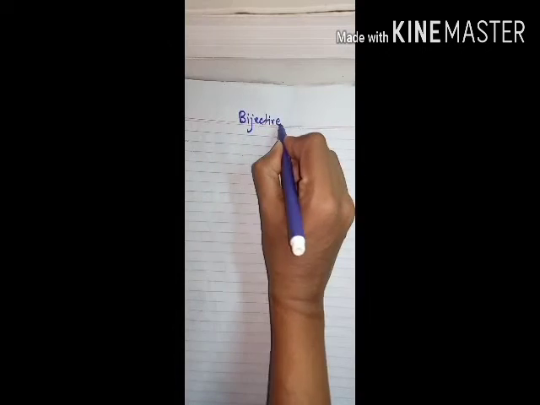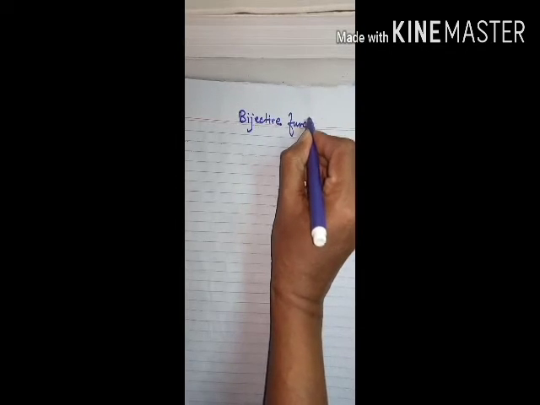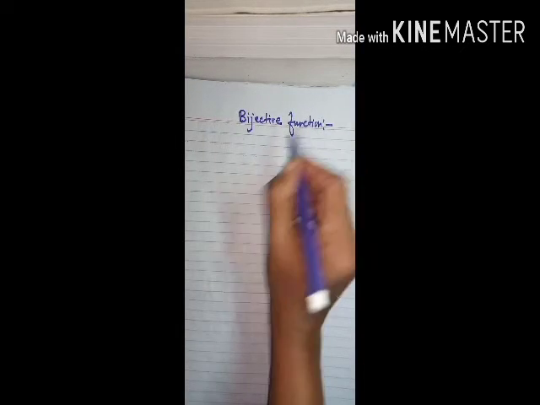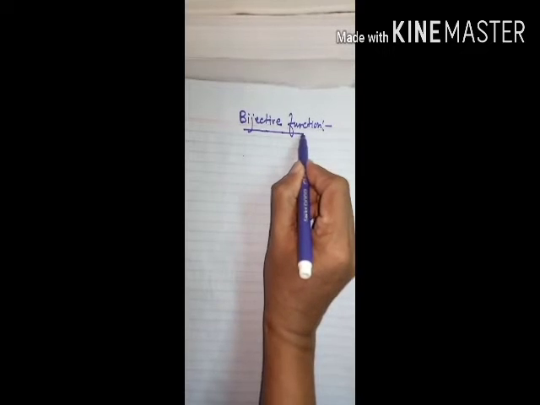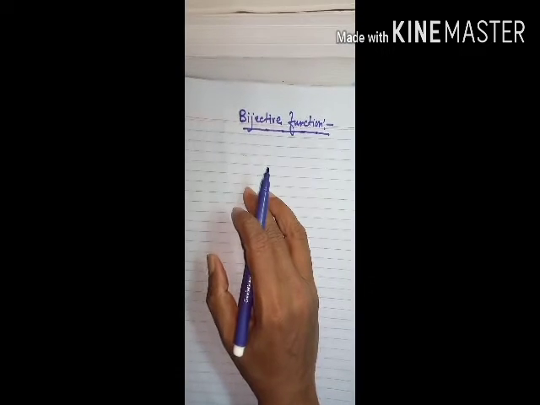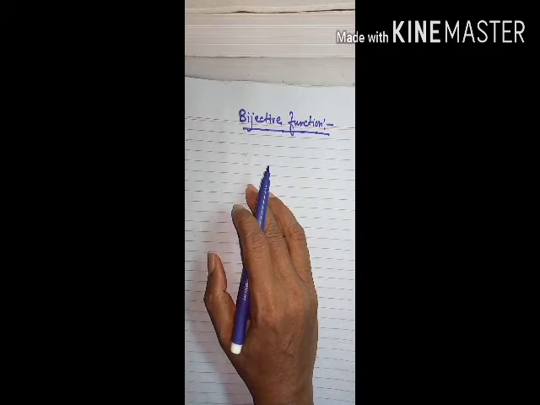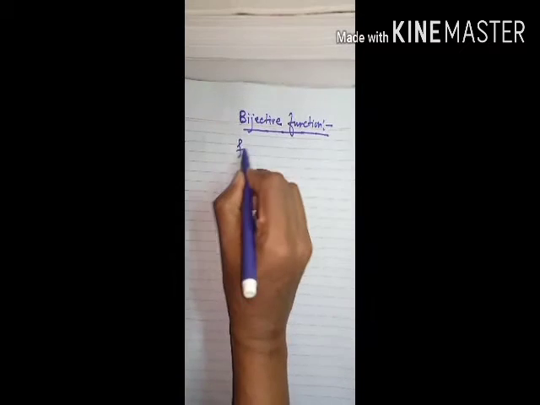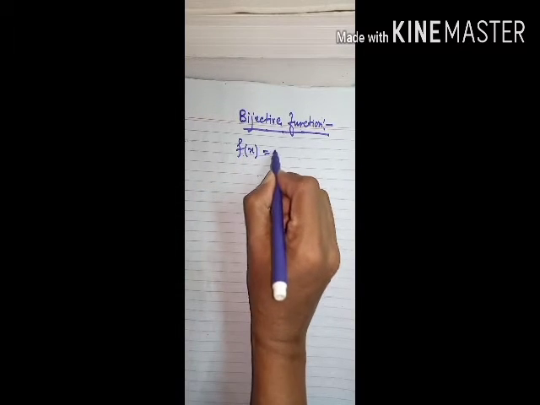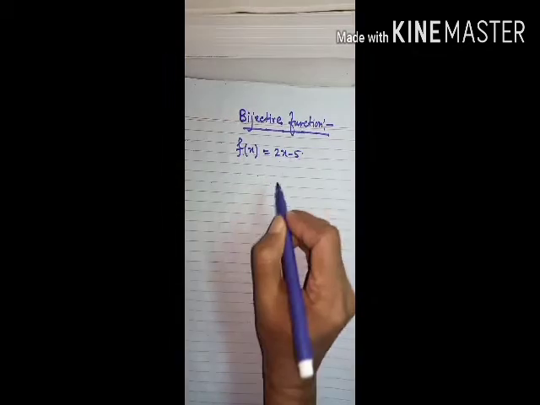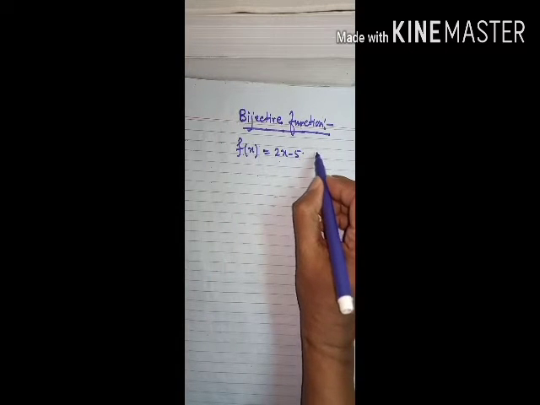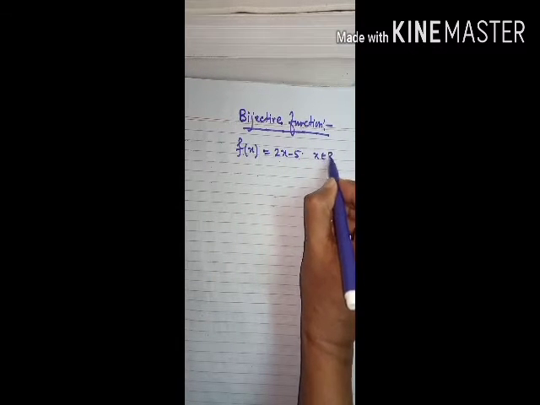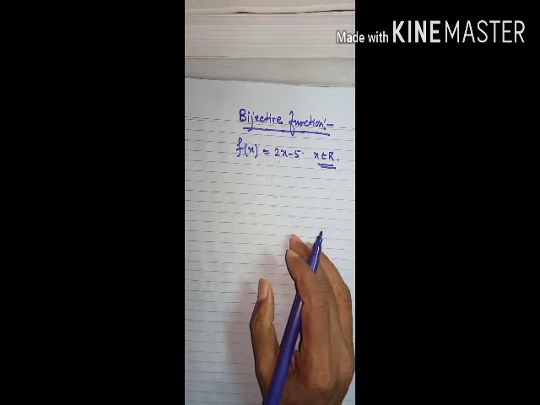Bijective function. Let f of x equal to 2x minus 5, x belongs to R. This is given.